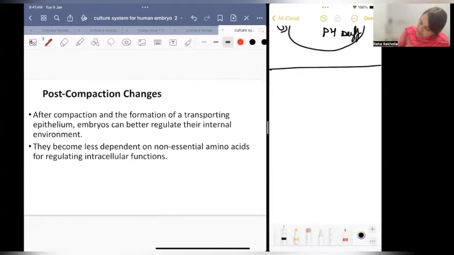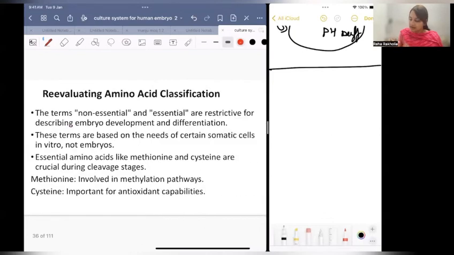Post-compaction changes. After compaction, there is a transporting epithelium, so the embryo can regulate its internal environment better. After compaction, they become less dependent on non-essential amino acids for regulation of intracellular function. Now, re-evaluating amino acid classification. The terms non-essential and essential were for somatic cells. They are not for the embryo.